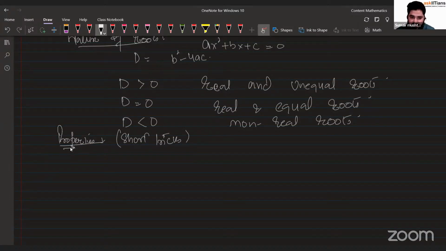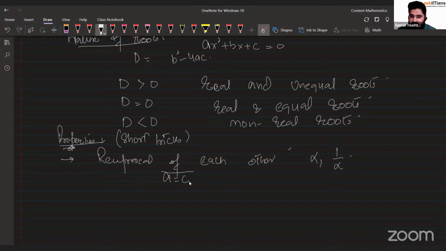Listen, if I have a quadratic equation whose roots are reciprocal of each other, what does that mean? That means one root is alpha and another root is 1 by alpha. Remember, the condition for that is a is equal to c. If a is equal to c, the roots will be reciprocal of each other.